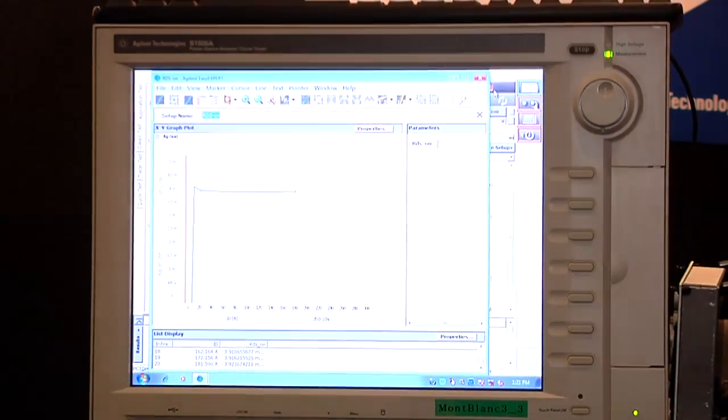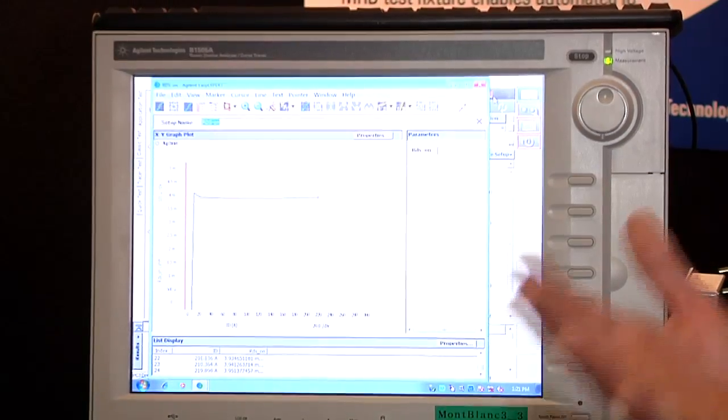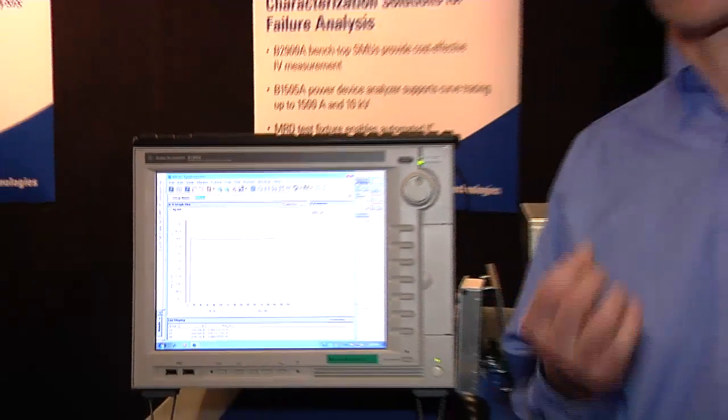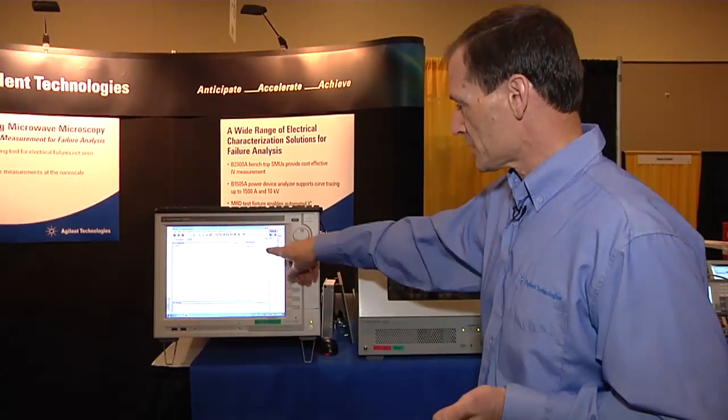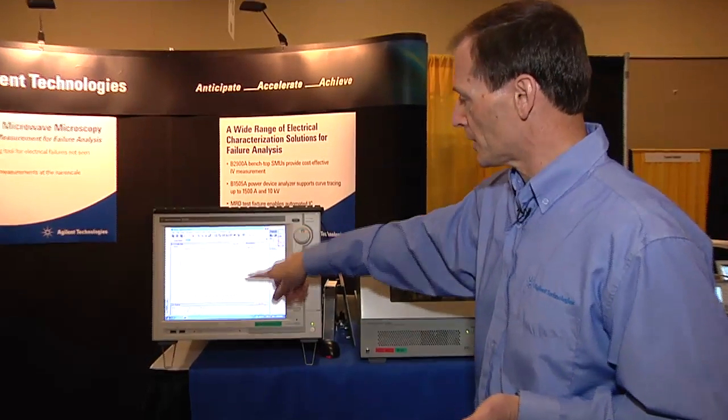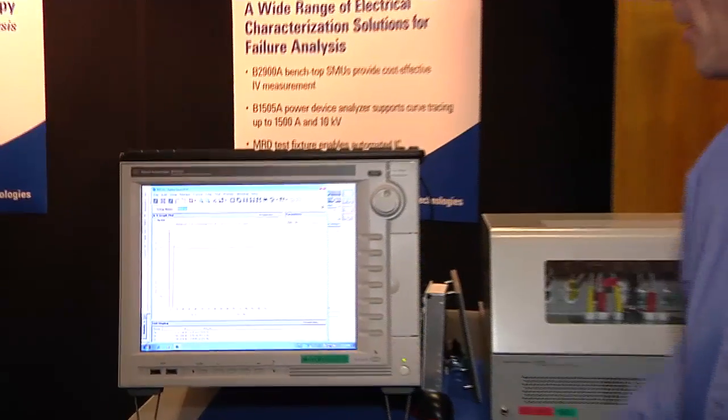So another great feature of this product is not only can you go to very, very high power levels, but you can also measure very precisely when you're going to those very high power levels. So you can see I measured about 4 milliohms at 200 amps of current right here.